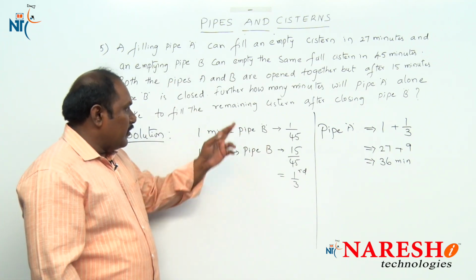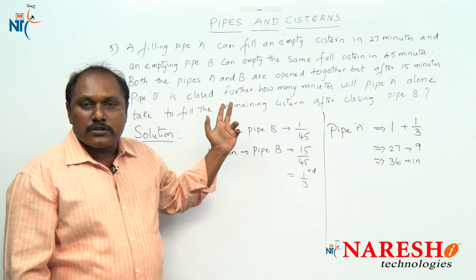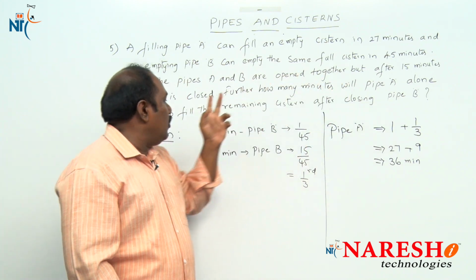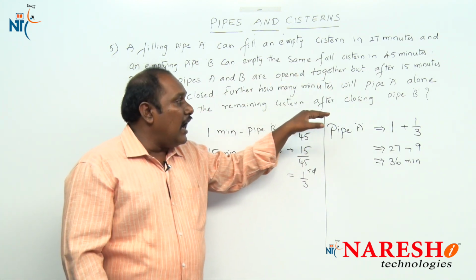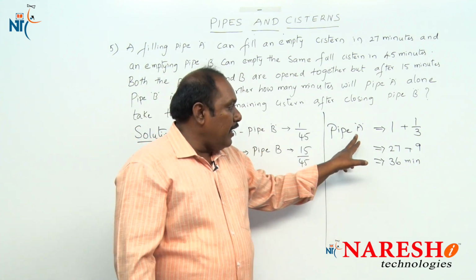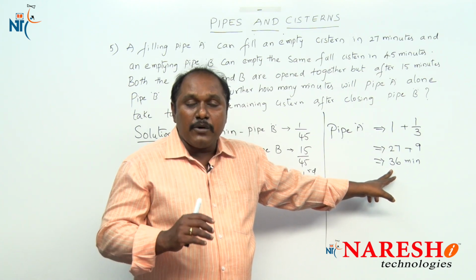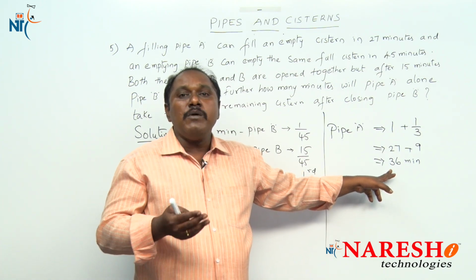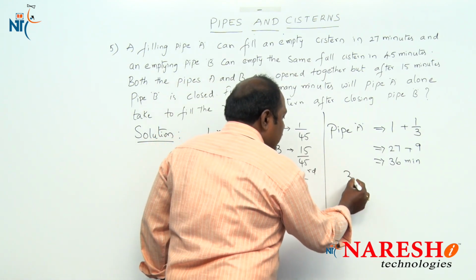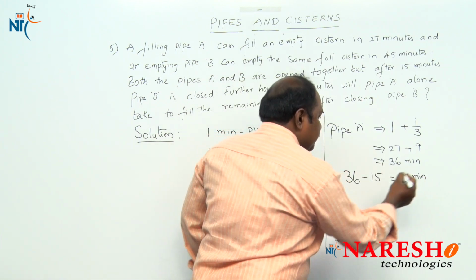If you look carefully, both the pipes A and B are opened together, but after 15 minutes pipe B is closed. Further, from there onwards, how many minutes will pipe A alone take to fill the remaining cistern after closing pipe B? In this 36 minutes, pipe A is opened along with B for the first 15 minutes. The question is, after 15 minutes, how much time did it take to fill the remaining cistern? So the answer for this question is 36 minus 15, 21 minutes.